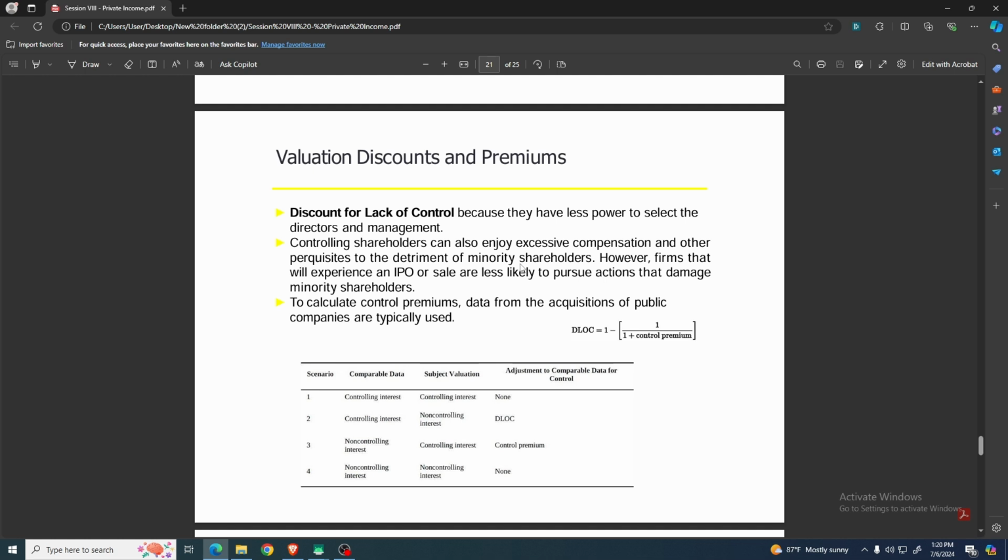Then you have the compensation and prerequisites. Controlling shareholders might enjoy benefits not available to minority shareholders, potentially harming the minority shareholders' value, that being said. Then the initial public offering or sale of shares. So companies preparing for an IPO or a sale might be less likely to engage in actions detrimental to minority shareholders, affecting the DLOC.